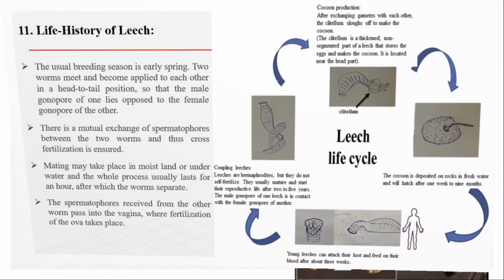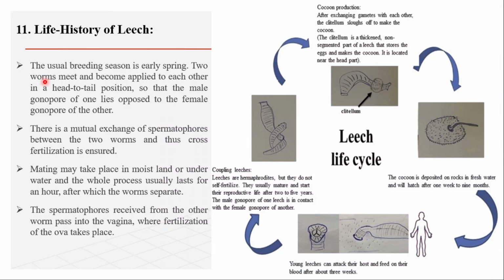So, life history of leech. The usual breeding season is early spring. Two worms meet and become applied to each other in a head to tail position so that the male gonopore of one lies opposed to the female gonopore of the other. There is a mutual exchange of spermatophores between the two worms, and thus cross fertilization is ensured.